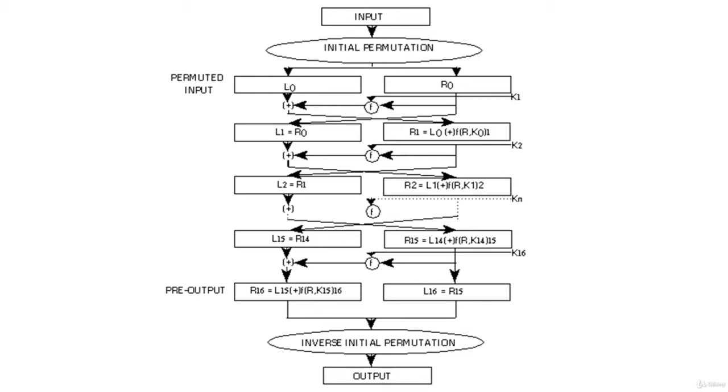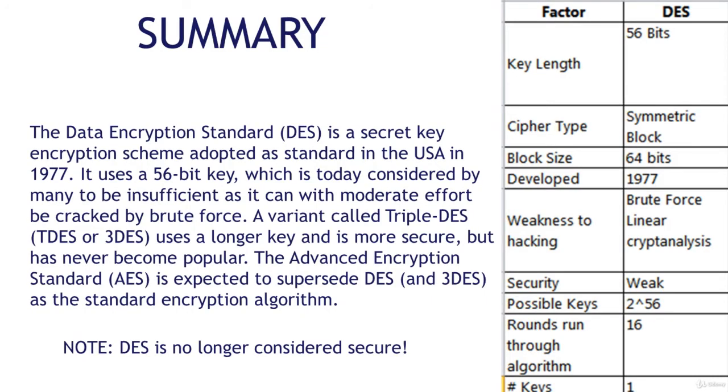In the figure, the left and right halves are denoted as L0 and R0, and in subsequent rounds as L1, R1, L2, R2, and so on. The function f is responsible for all the mappings described. This secret key encryption algorithm uses a key that is 56 bits or 7 characters long.